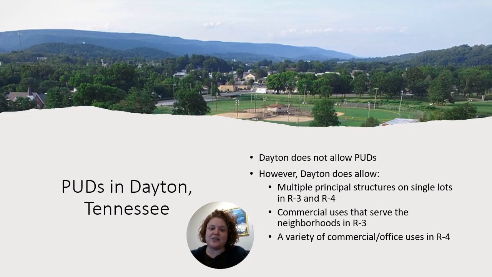As I said earlier, this presentation was initially for the Dayton Planning Commission to review PUDs. Currently, they do not allow PUDs, but they do have some tools that allow more diverse residential development. They allow for R3 and R4 zoned properties to have multiple principal structures. These zones allow apartments and some small office and neighborhood businesses, allowing for a mixed-use development. Without internal lot lines, these developments are much more flexible as far as setbacks and building separation goes.